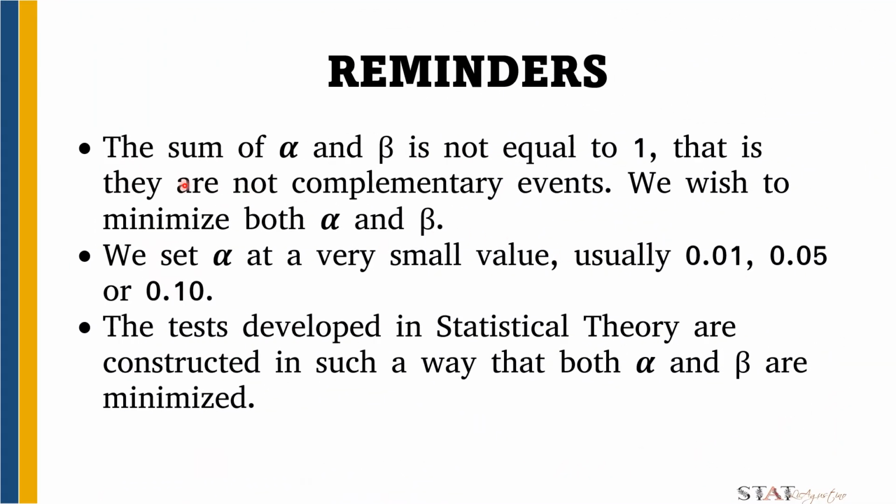So reminder that the sum of alpha and beta is not equal to 1. That is, they are not complementary events. We wish to minimize both alpha and beta for you to maximize your statistical power. And we set alpha at a very small value, usually 0.01, 0.05, and rarely they use 0.10. So the tests developed in statistical theory are constructed in such a way that both alpha and beta are minimized.